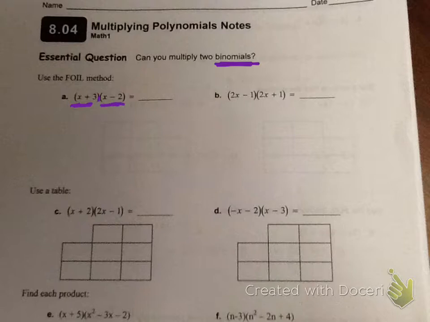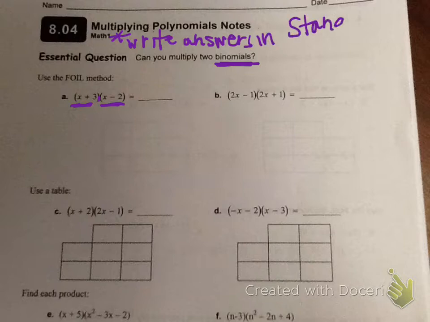We remember that multiplying can be represented by parentheses mashed up against each other. So the first thing that I want to tell you is that you should always write your answers in standard form. So that's largest exponent to smallest exponent. You may have to rearrange things after you multiply them out.